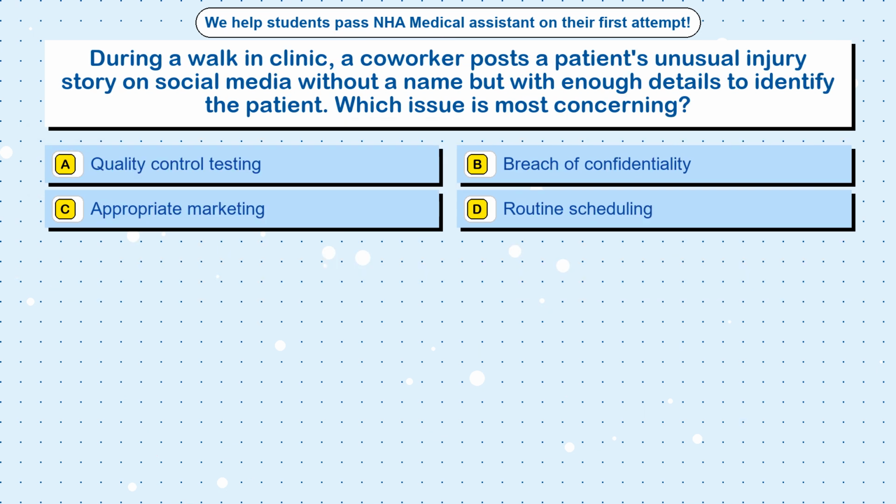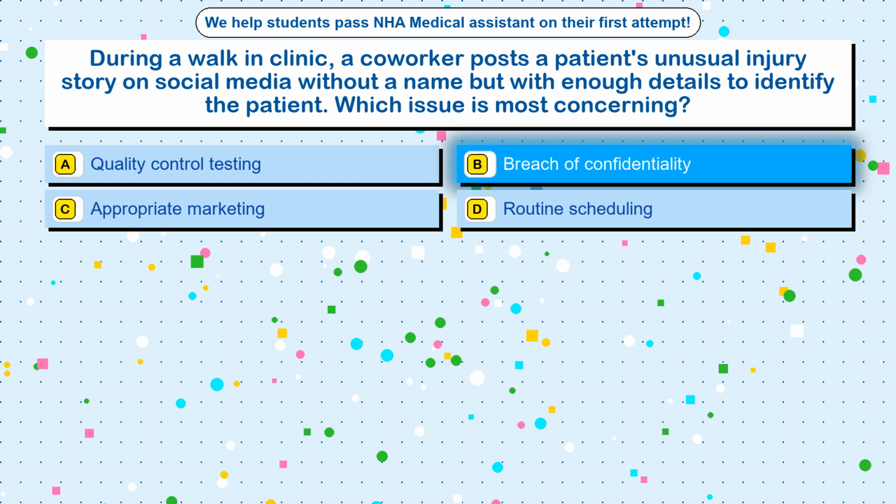Question 40. During a walk-in clinic, a coworker posts a patient's unusual injury story on social media without a name but with enough details to identify the patient. Which issue is most concerning? Option A, quality control testing. Option B, breach of confidentiality. Option C, appropriate marketing. Option D, routine scheduling. The correct answer is option B, breach of confidentiality.